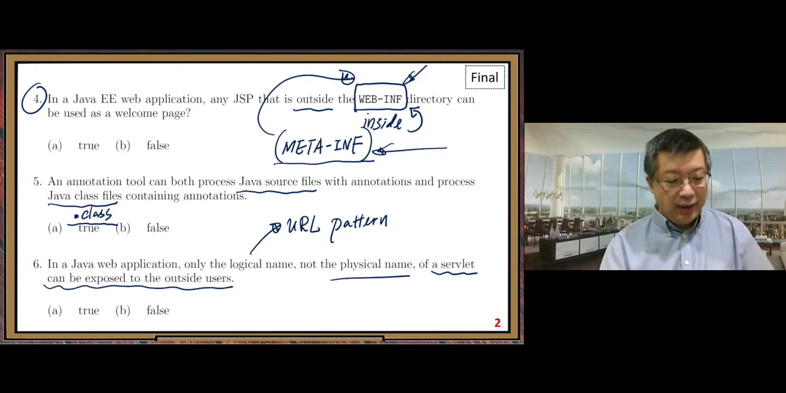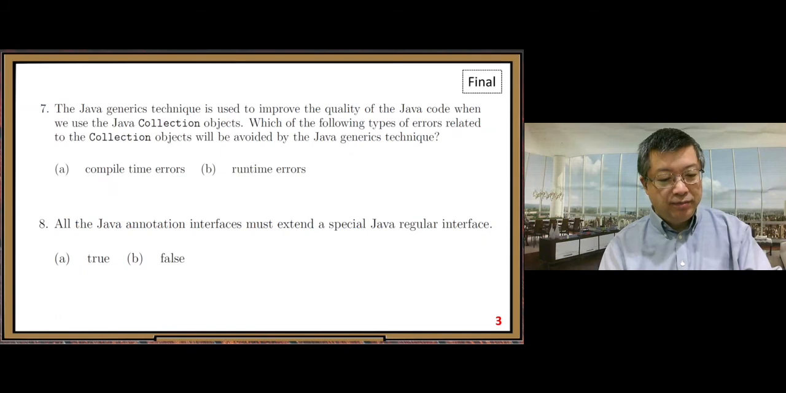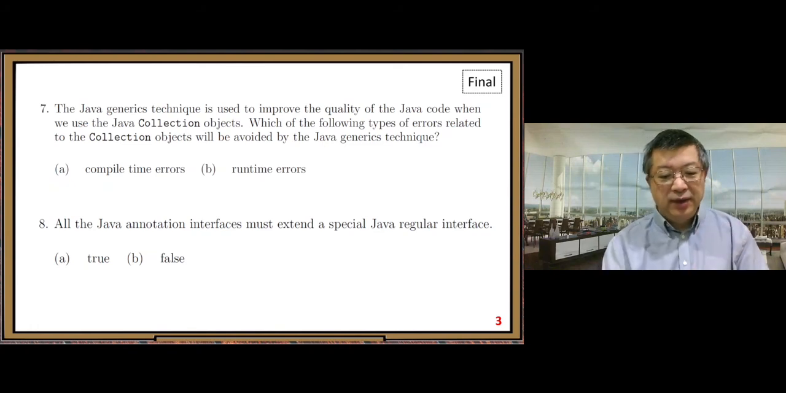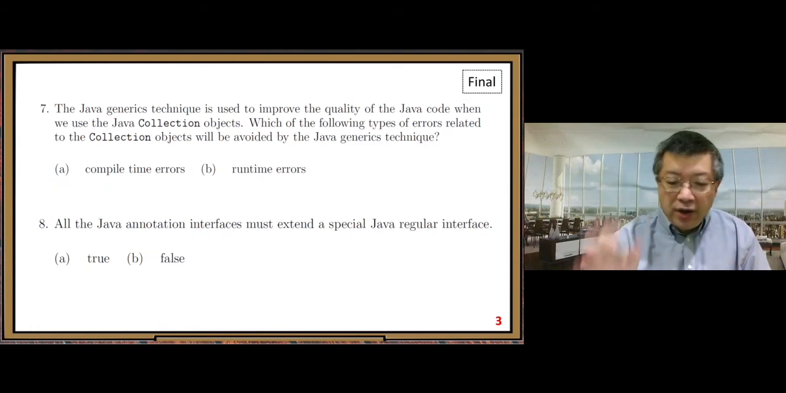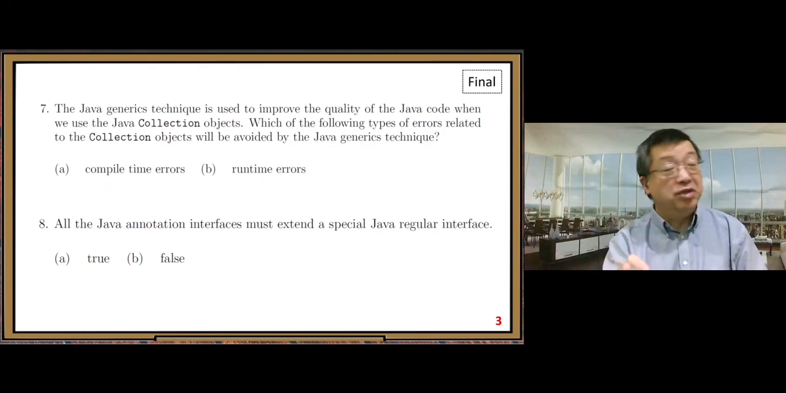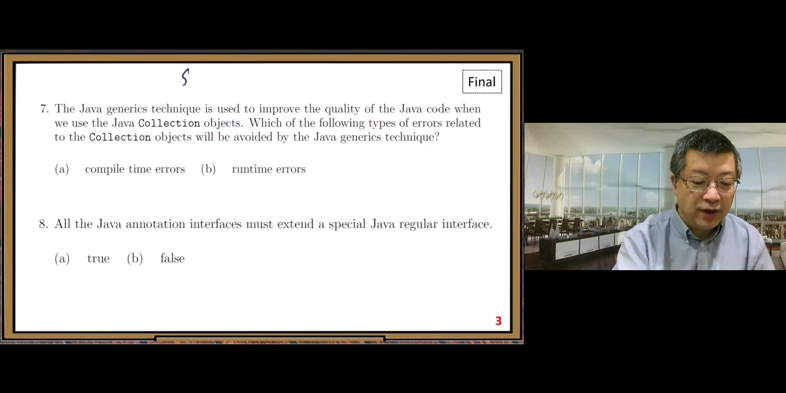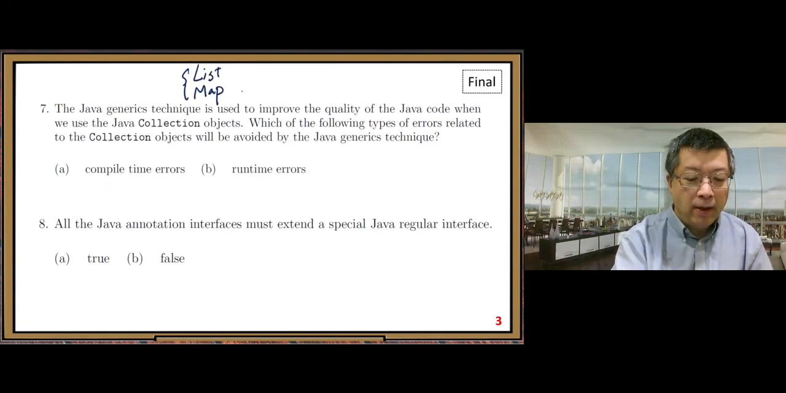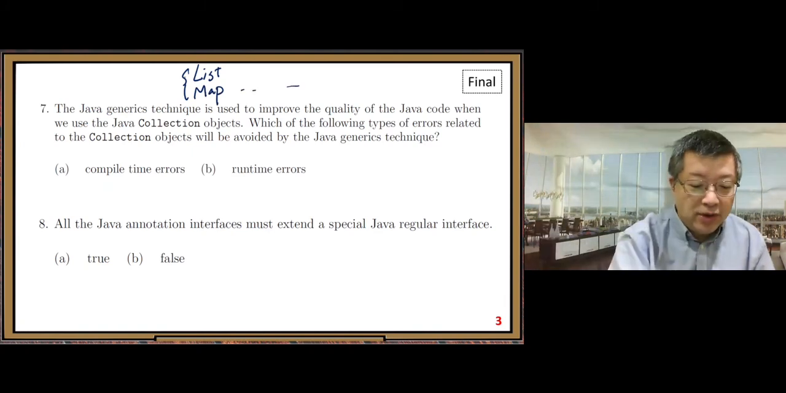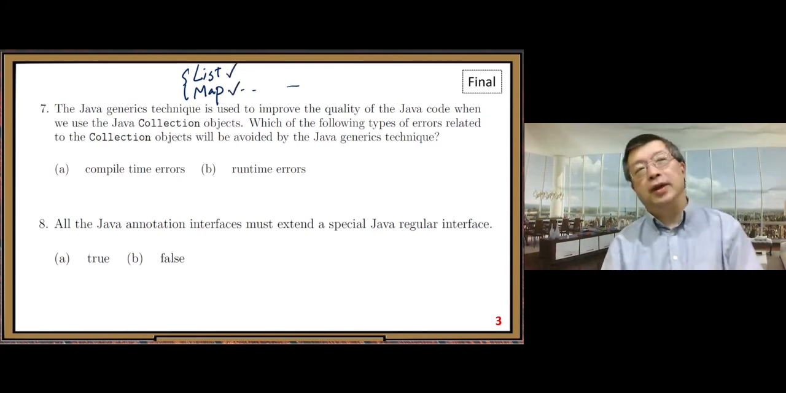Last page, 2 questions. Number 7: Java generic technique is used to improve the quality of the Java code when we use the Java collection object. I hope you know the collection object, right? Here, list, map, and more. Others are rarely used, but the most commonly used are list and map.